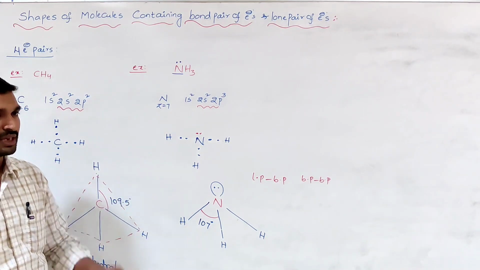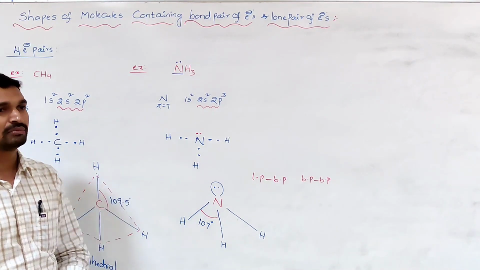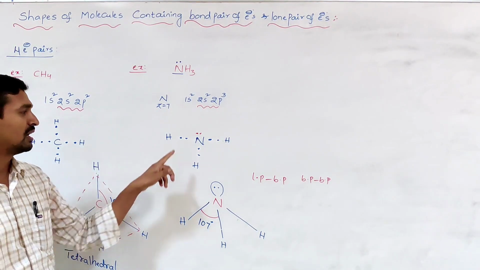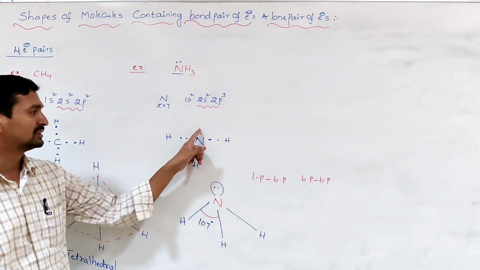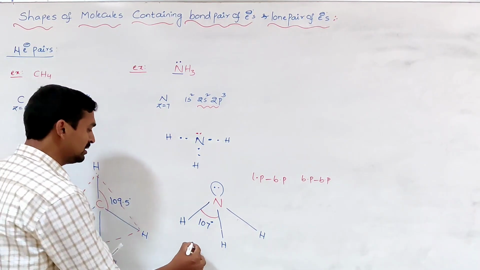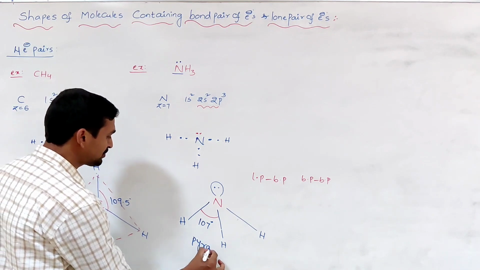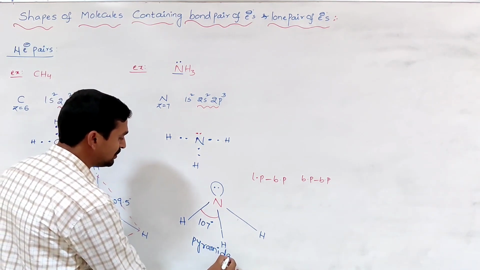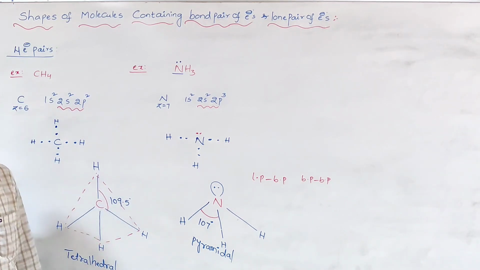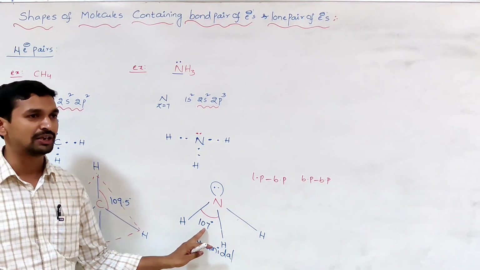So in this example, around the central atom there are 4 electron pairs. Out of the 4 electron pairs, 3 are bond pairs and 1 is a lone pair. In that case, which geometry can the molecule adopt? Pyramidal geometry, with a bond angle less than 109.5 degrees. It may change from molecule to molecule.